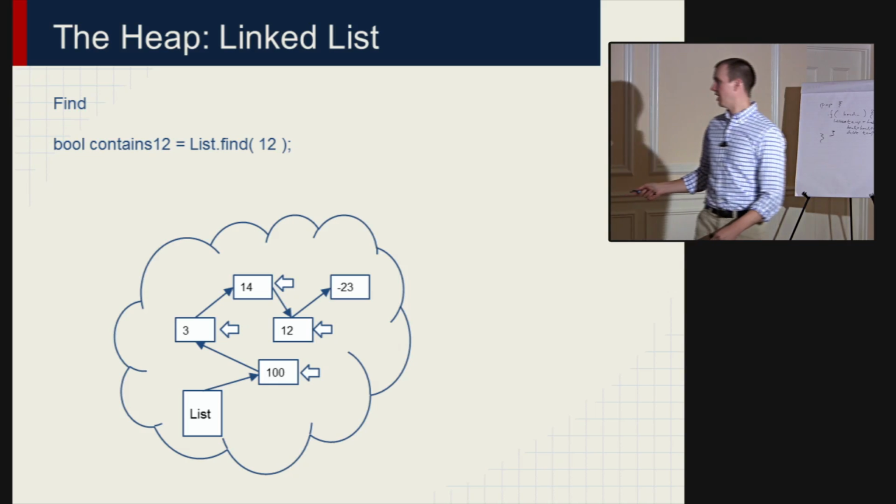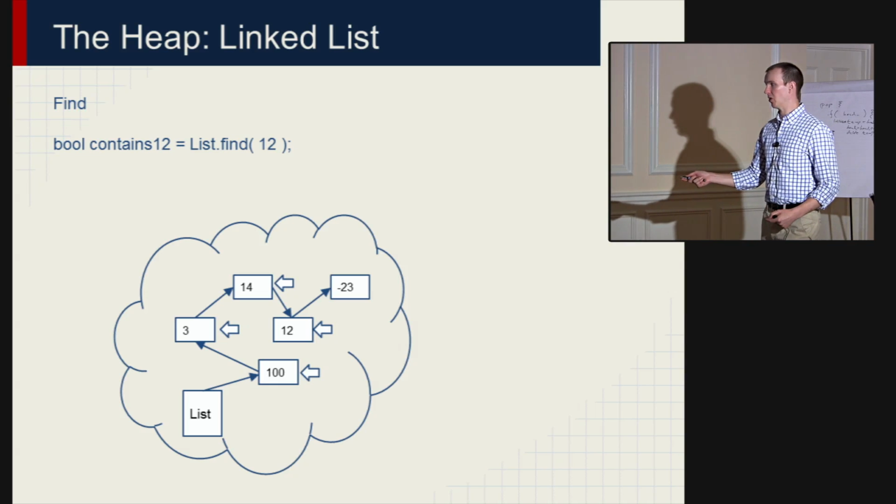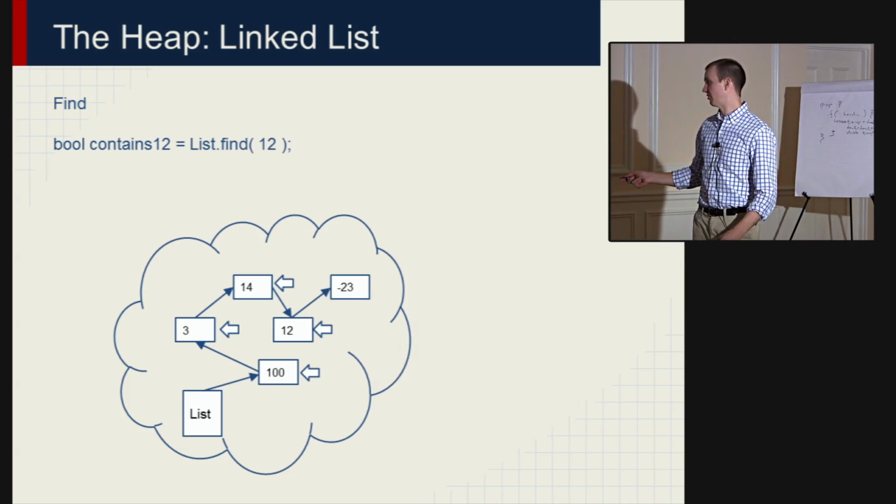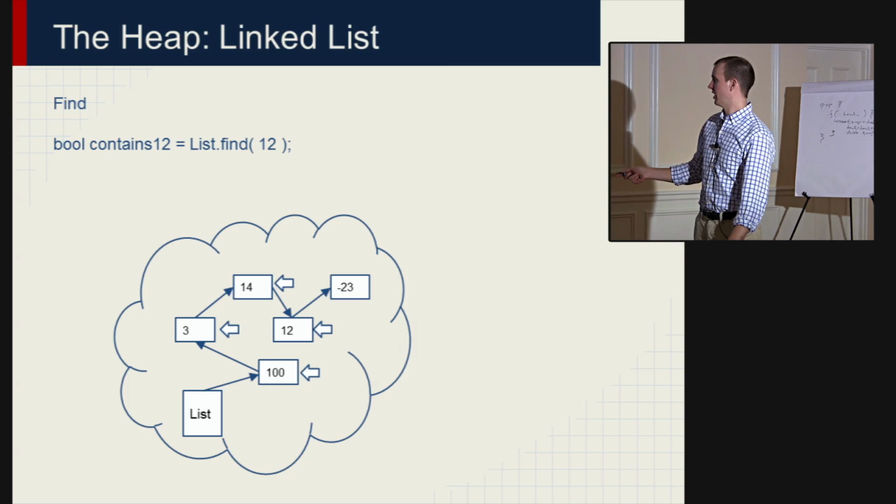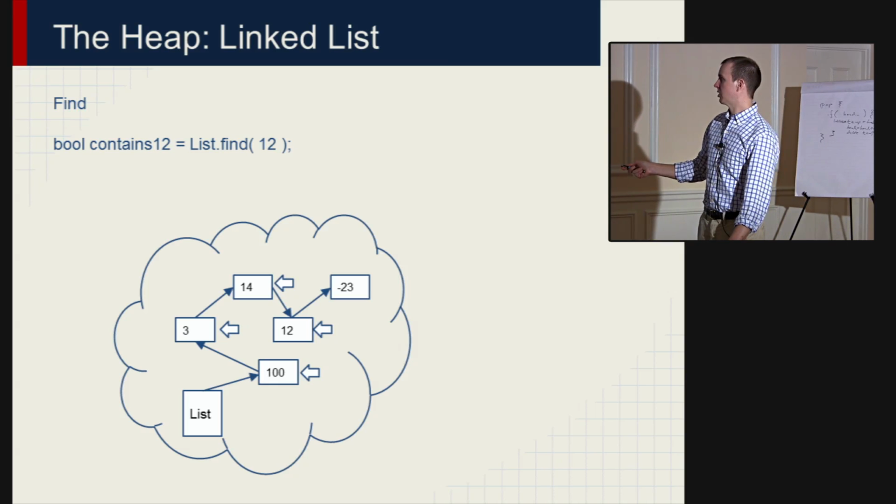Okay, so if the list looked like this, then we would start by going to this node and looking to see if it's 12. And if not, we'd go to the next node and see if it's 12. And if not, go to the next node and see if it's 12. And if not, go to the next one. And then we'd find it, and so we should return true.